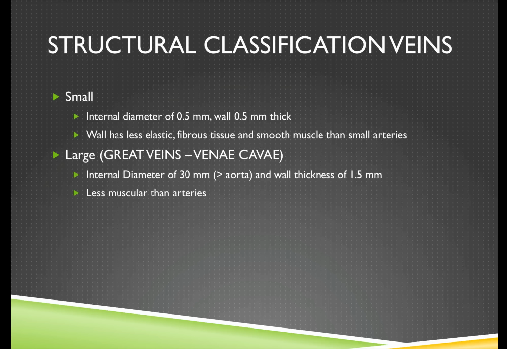When it comes to classifying veins, there's a certain agreed classification. We define small veins as those with an internal diameter of 0.5 millimeters with a wall thickness of approximately 0.5 millimeters. These small veins have less elastic fibrous tissue and smooth muscle than small arteries. They're more compliant. The large or great veins, for example the vena cava, have internal diameters of 30 millimeters or more. This is bigger than the aorta, and wall thicknesses of 1.5 millimeters. Again, much less muscular than arteries, and that falls into their purpose.